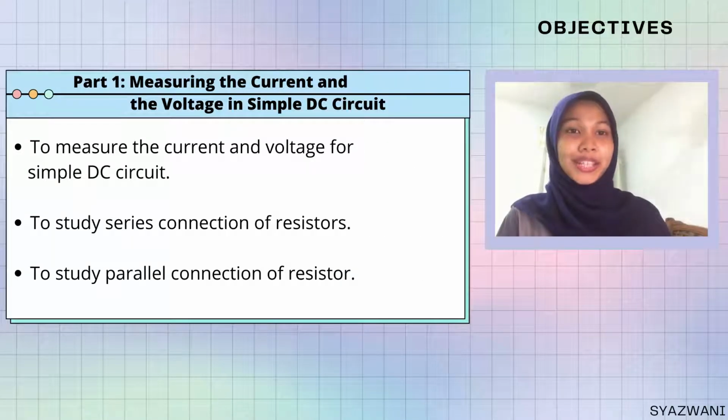Hey, my name is Shazwani and I'm going to enlighten you on experiment 3, direct current circuit. The objectives of this experiment are to measure the current and voltage for a simple direct current circuit. Next is to study series connection of resistors. Lastly is to study parallel connection of resistors.